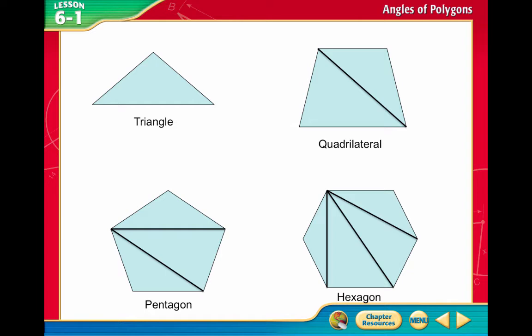What you should also notice is that every time we draw a diagonal, more and more triangles are created in the shape. And it's important to remember that in one triangle, the angles add up to 180. That's something you learned last semester, and hopefully you remember, because this is the concept that we're going to use to figure out the total number of degrees in a shape other than a triangle.